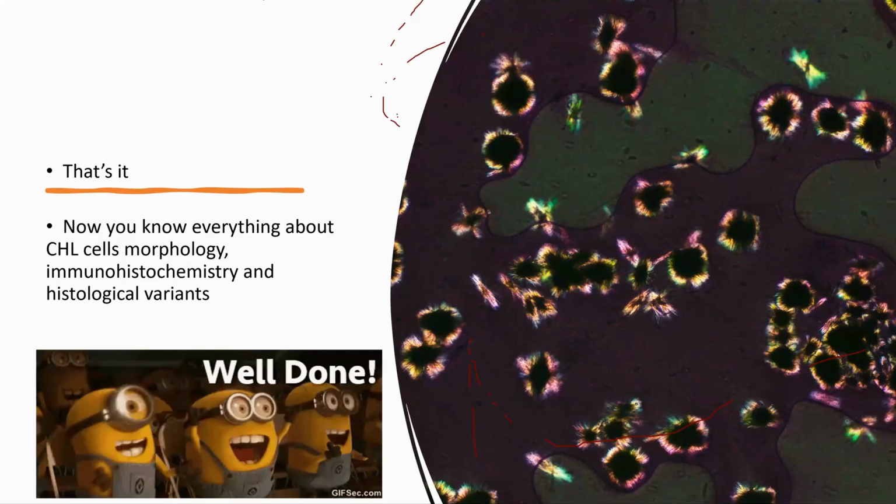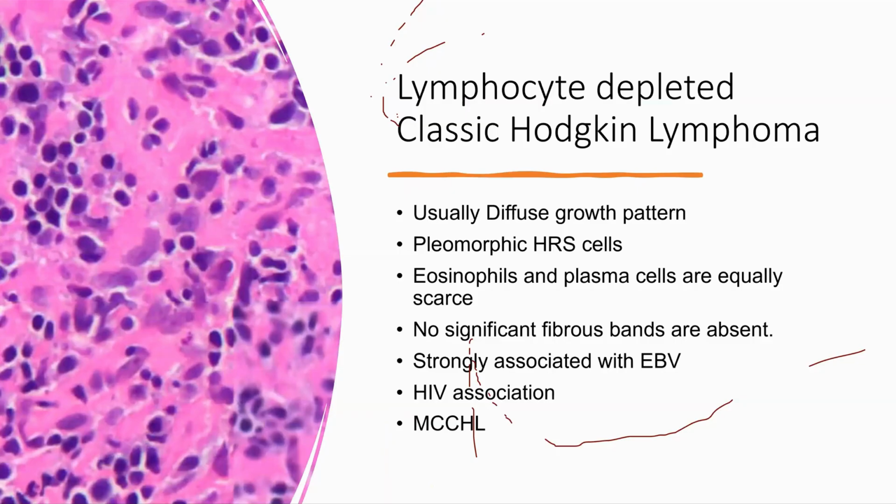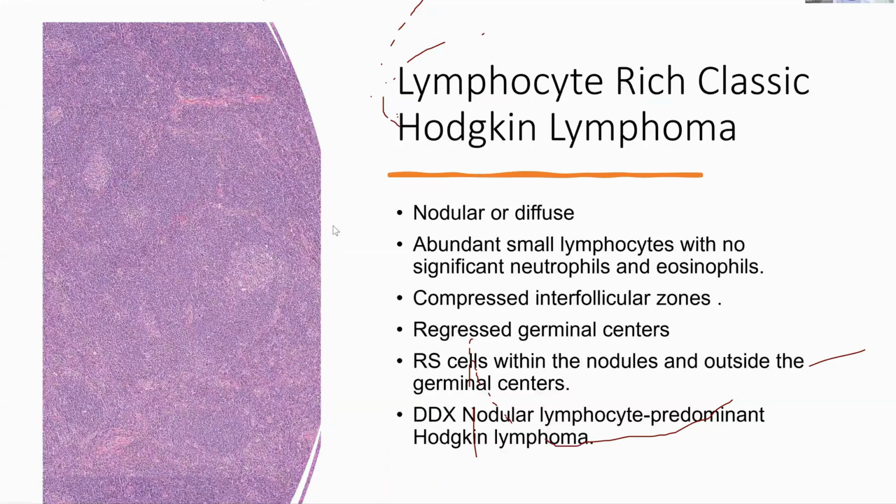The other question is, what is meant by compressed interfollicular areas? This was in lymphocyte rich. Yeah.